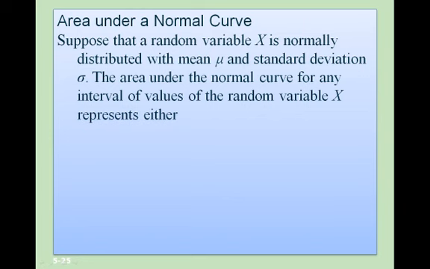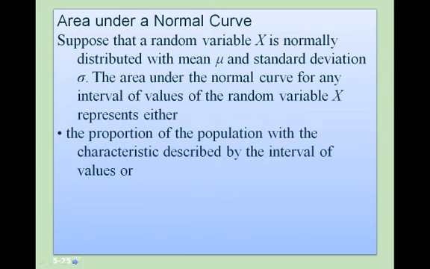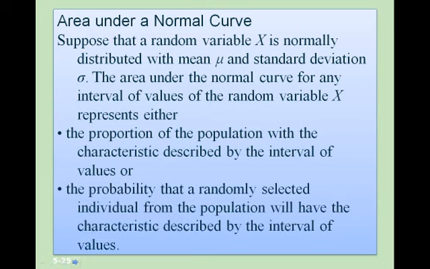Suppose that a random variable x is normally distributed with mean mu and standard deviation sigma. The area under the normal curve for any interval of values of the random variable x represents either the proportion of the population with the characteristic described by the interval of values, or the probability that a randomly selected individual from the population will have the characteristic described by the interval of values.